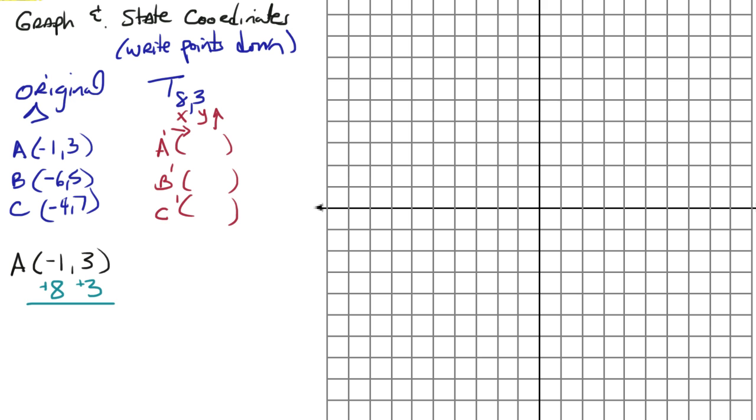So I want A prime. So now A prime. And you're just going to do what it says. -1 and 8 is 7. 3 and 3 is 6. So it's 7, 6. Let's try it again.